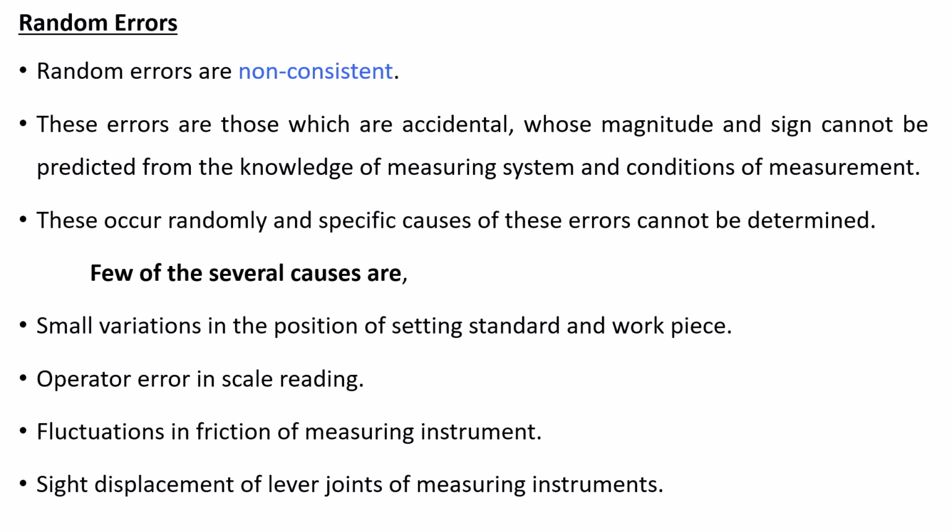Next, random errors. Random errors are non-consistent. These errors are accidental, and their magnitude and sign cannot be predicted from knowledge of the measuring system and conditions of measurement. These occur randomly and specific causes of these errors cannot be determined.